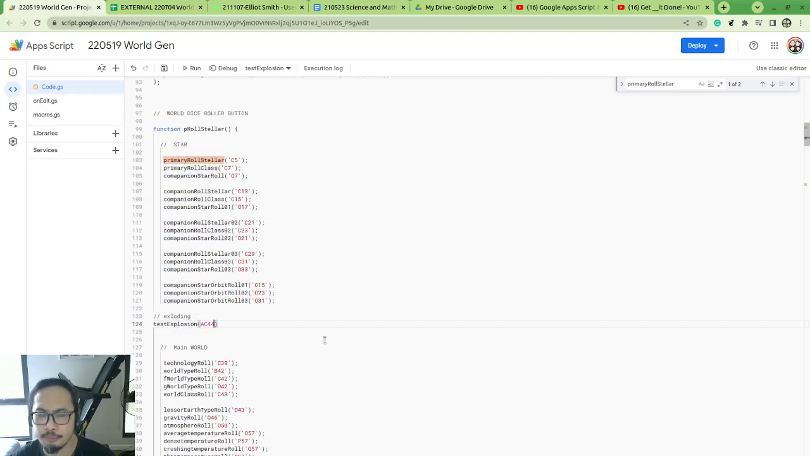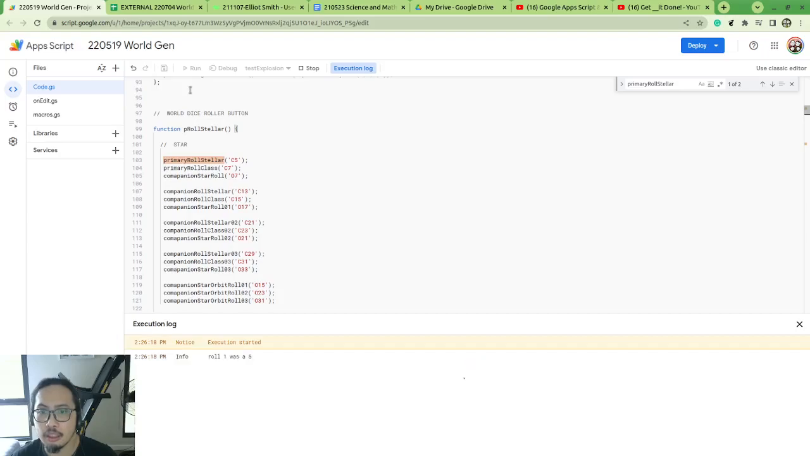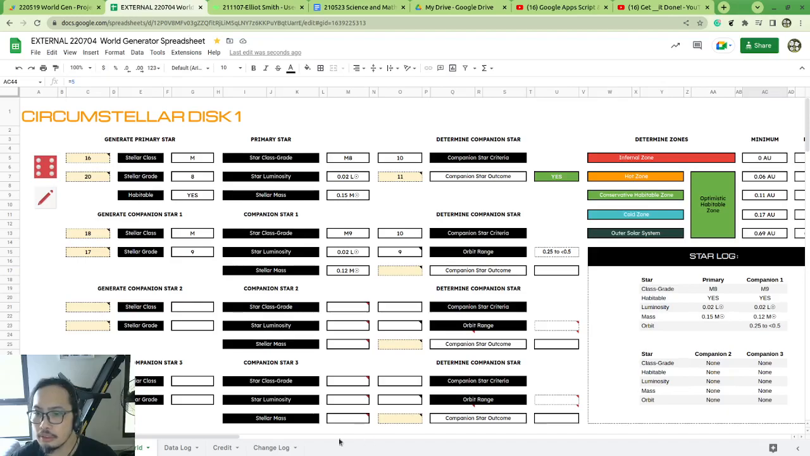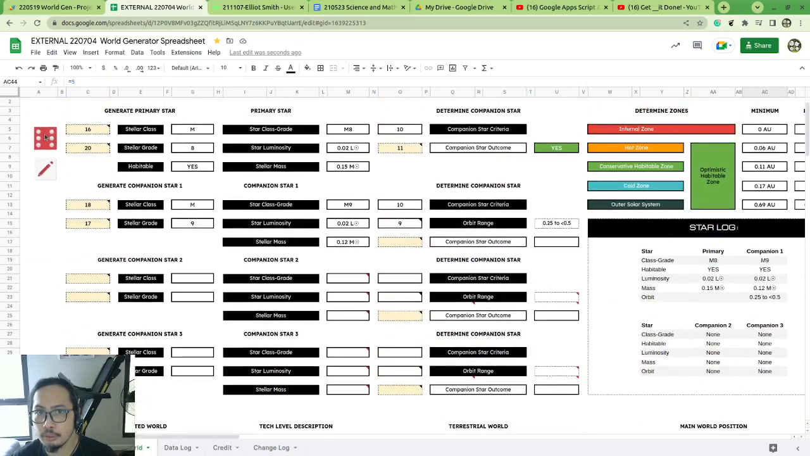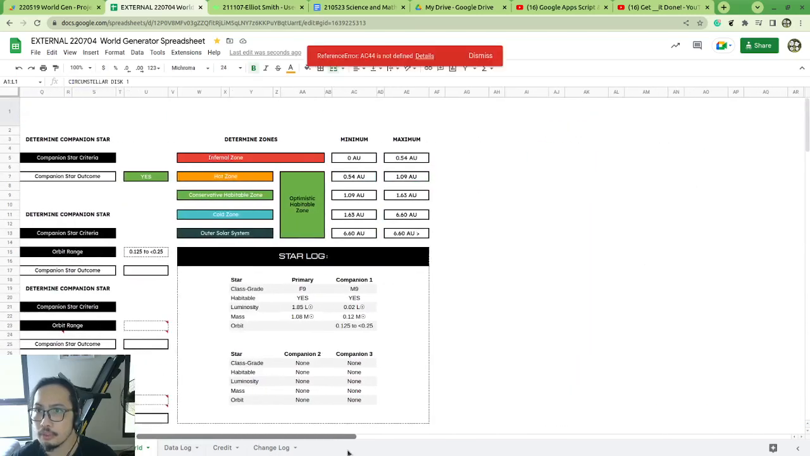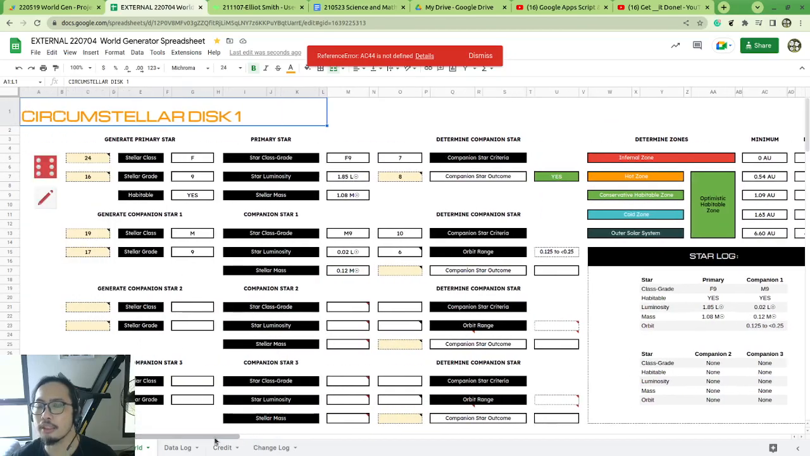Exploding. Let's semicolon that. Let's save, in case I made a mistake. Okay, external. Let's see what's the value here. Oh, it's 5. Let's see if it rolls. AC44 is not defined.